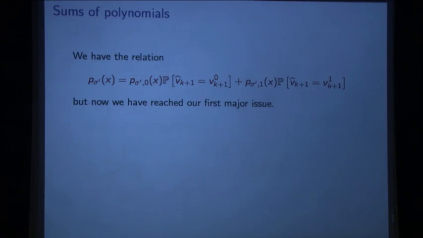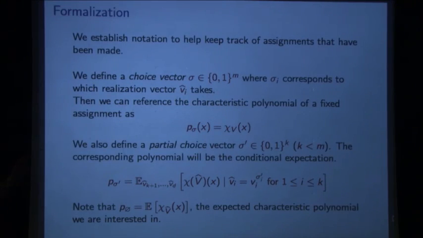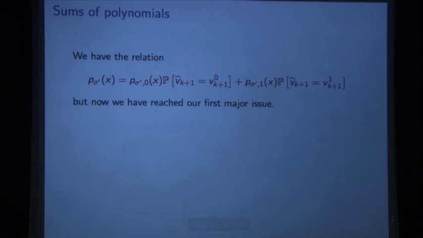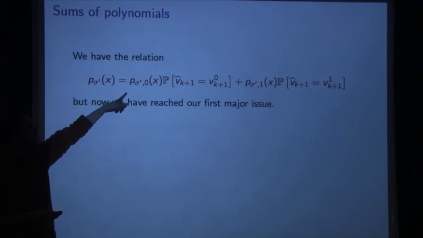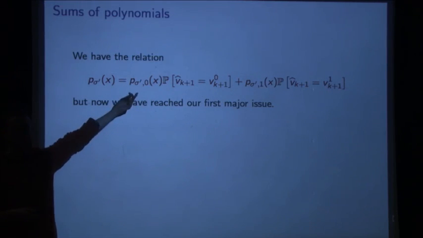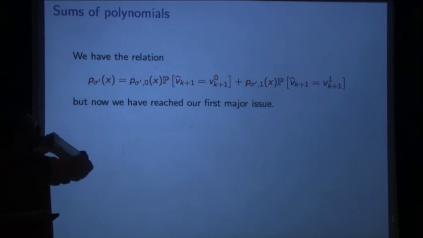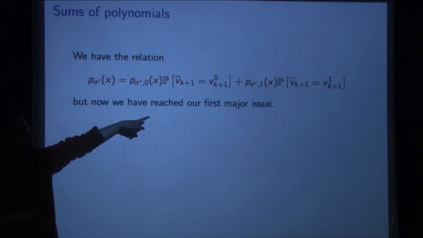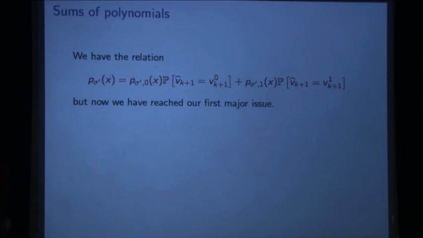Okay, so I'd like to go from a full choice vector all the way to the no choice vector. And the way you do this in regular martingale theory is to have these forward-backward relations. So we have this relation that P_sigma' of x is P_(sigma',0) of x times the probability that v_(k+1) takes 0, plus P_(sigma',1) of x times the probability that v_(k+1) takes 1.